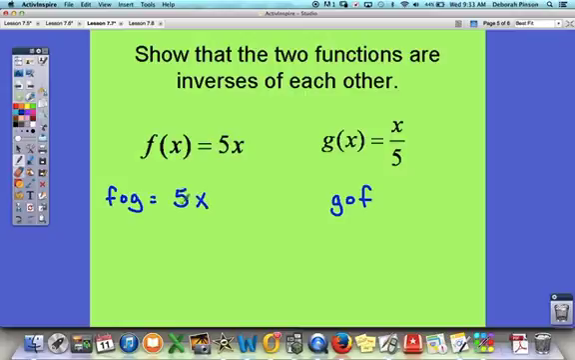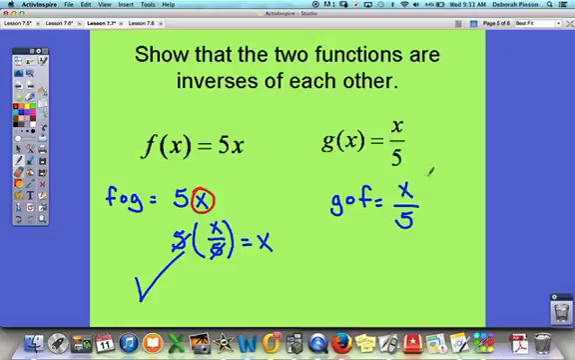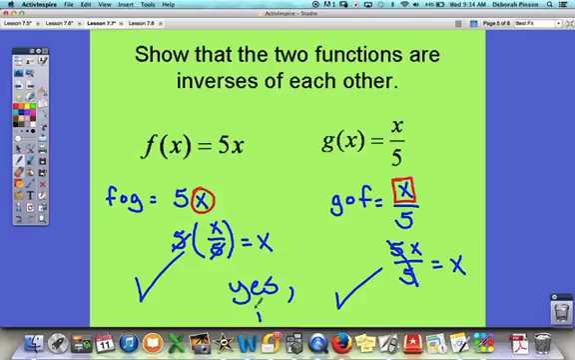All right, so I have 5 times x, that's my f of x, and then in for the x, I'm going to plug in the g. So x over 5. So the 5's will cancel. So far so good. All right, let's check over here. Here I'm going to start with the g of x, and then in for my x, I'm going to plug in my f. So I'll have 5x over 5. So this one checks out. So yes, they are inverses of each other.